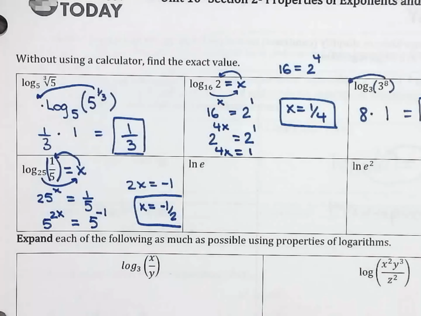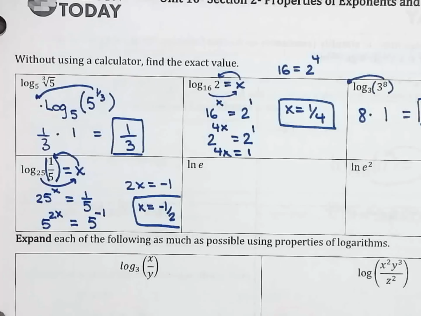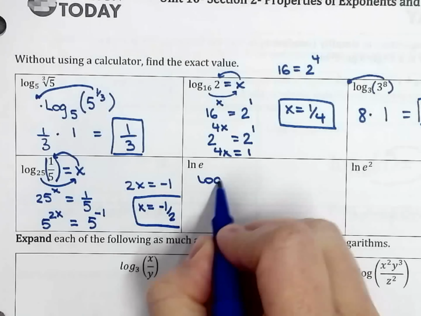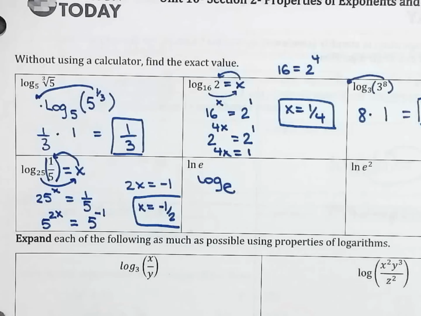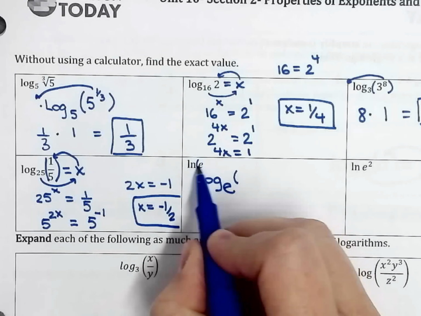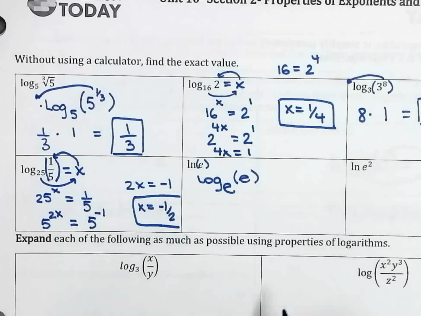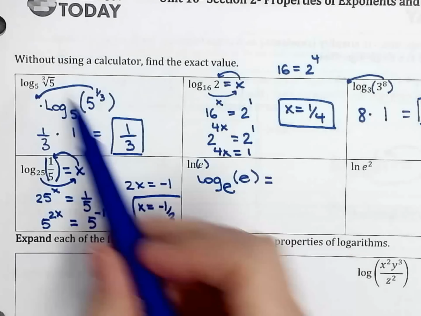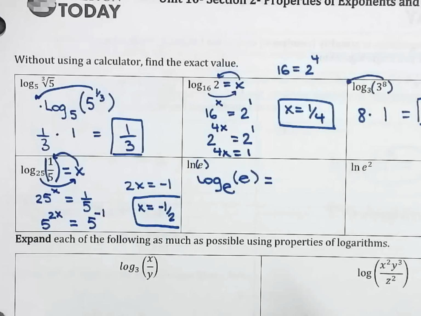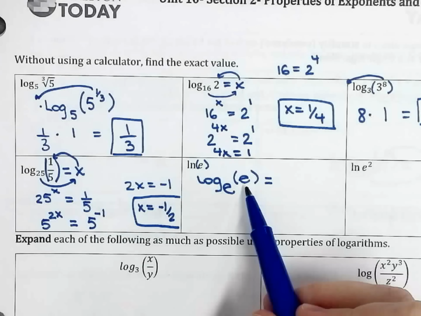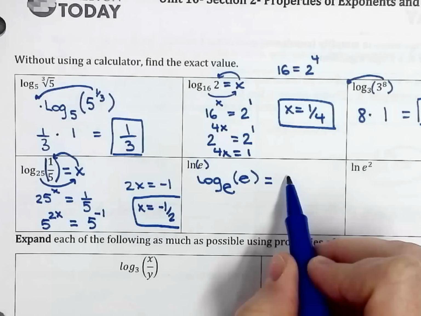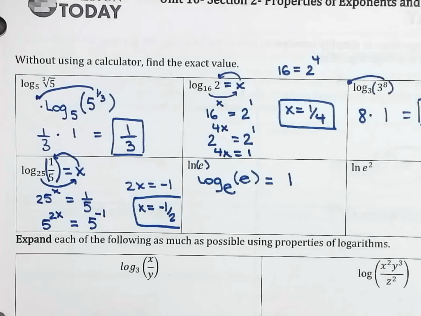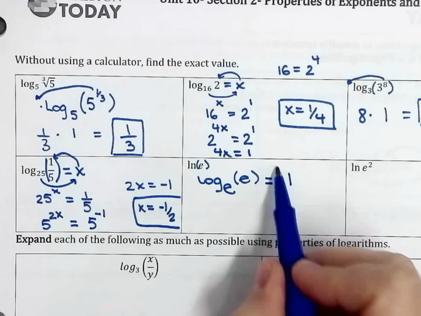Okay, natural log of e. Remember from yesterday, natural log is a log with base e, of e is the argument. What is that? Well, from here and from here and from yesterday, when the base and the argument are the same, then that equals 1. Okay? Easy.